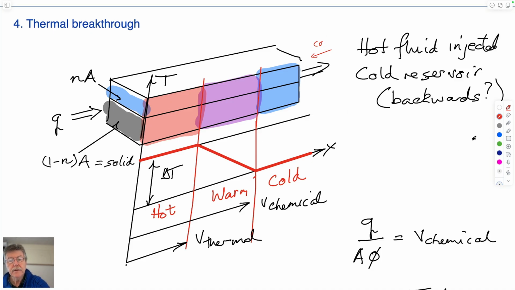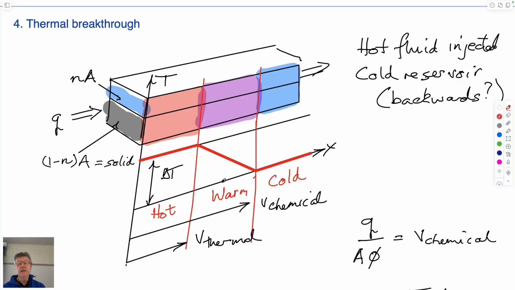However, this analysis is the reverse. The reverse is if you start off with a cold reservoir and you inject hot fluid into it. It starts off with hot fluid, goes across a cold reservoir, takes all the coldness out of the reservoir, changes the temperature of the water into cold water, and you recover cold water. Exactly the same problem, but just backwards.